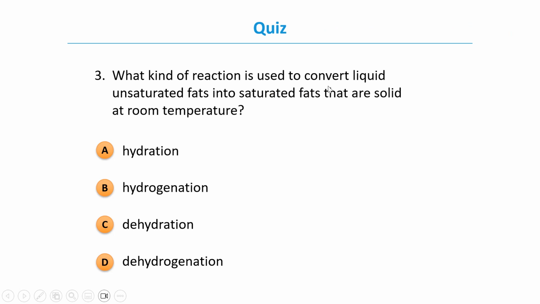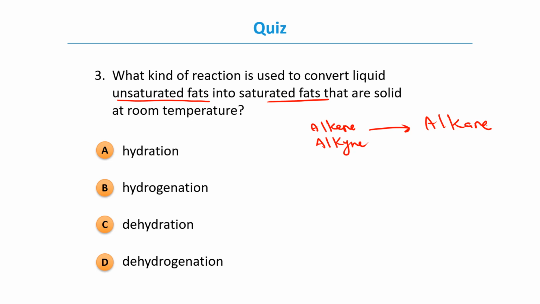What kind of reaction is used to convert liquid unsaturated fats into saturated fats? So unsaturated means alkene or alkyne into alkanes. So this should be which of the following? Hydrogenation reactions, because it's an addition reaction.